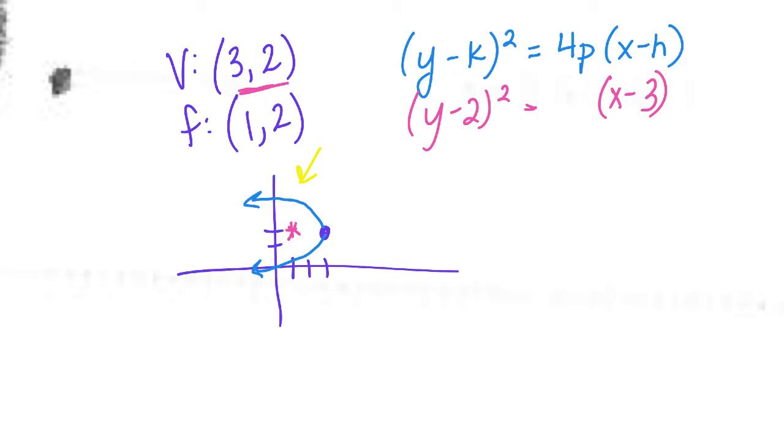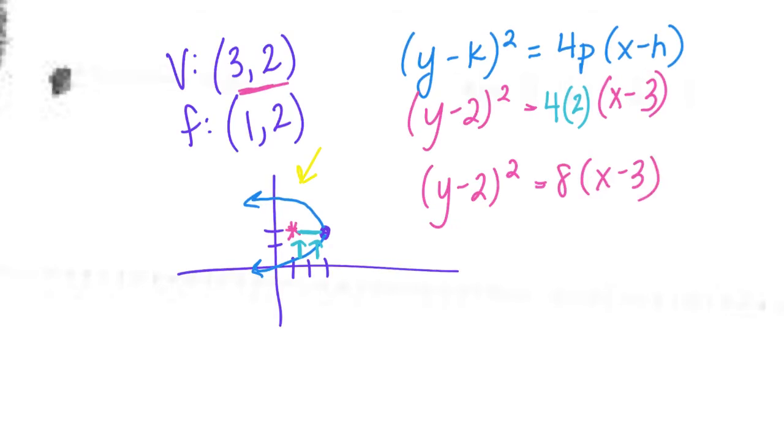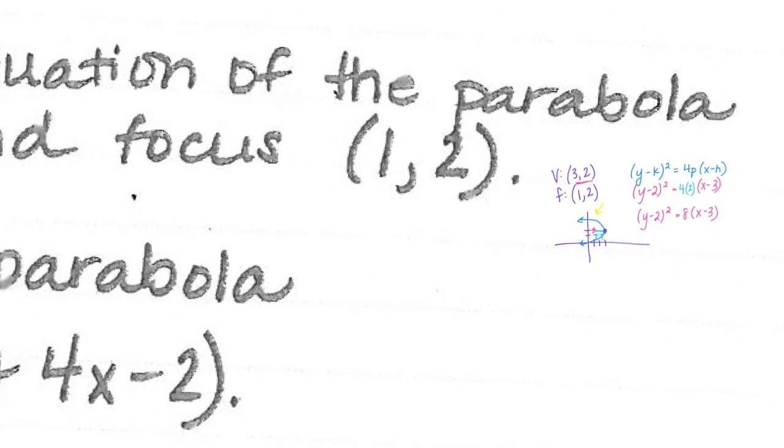I also know I was given a focus of 1, 2, so I do have to find the distance from here to here. Since it is 2 steps away, I'm going to plug that into p. P is the distance from the vertex to the focus or the vertex to the directrix. So my final answer is y minus 2 quantity squared is equal to negative 8 times x minus 3. All right, let's continue with these parabolas. We're going to make them as simple as we can go.